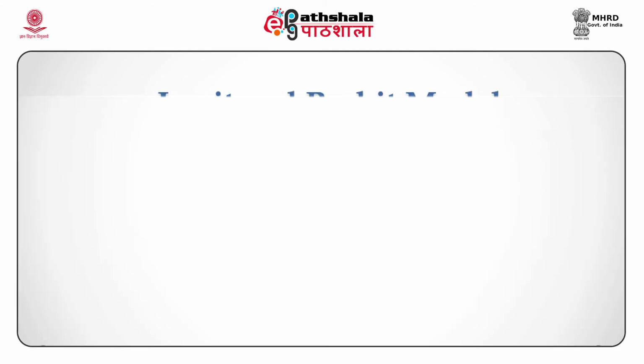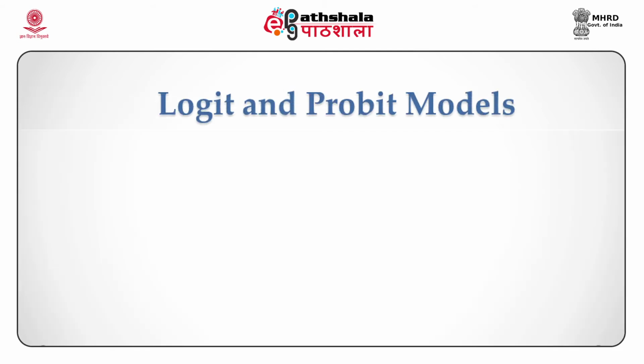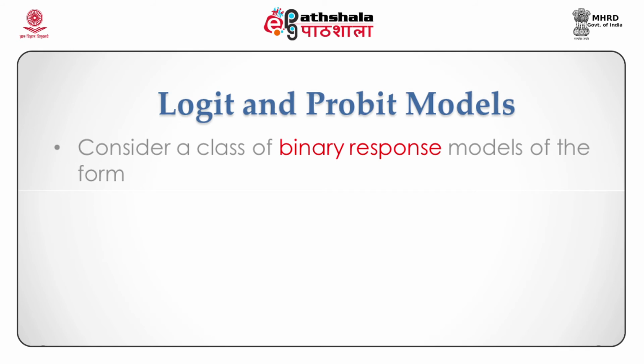Now let us consider logit and probit models and see what connection they have to logistic regression. So here we consider a class of binary response models of the form probability y equal to 1 given x equal to G of (beta 1 plus beta 2 x2 plus ... beta k xk). That is, we have k minus 1 covariates which are x2 to xk. We include an intercept, and then the term within parentheses, which can be written more compactly as x beta, is the linear predictor and measures the total effect of all the covariates.